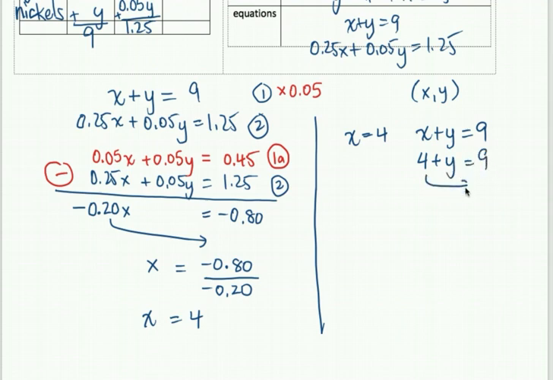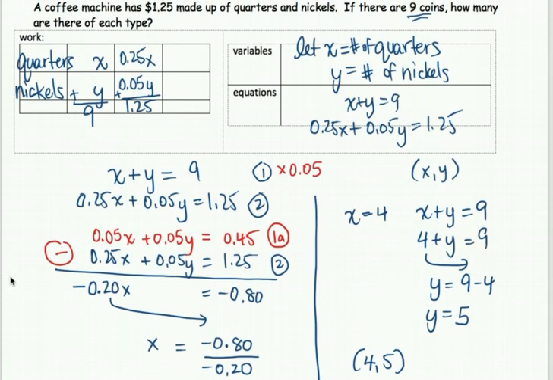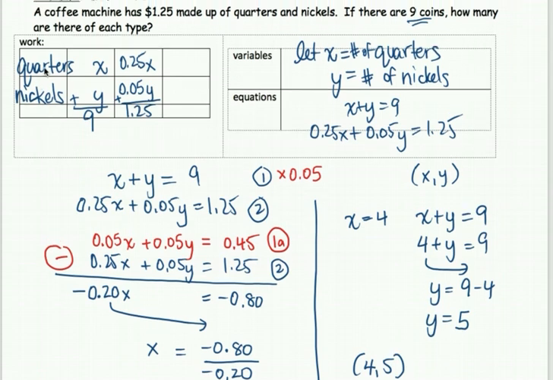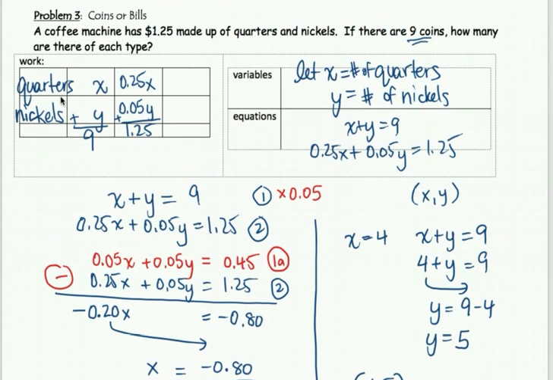Okay, we're going to move the 4, and the y is by itself. The 4 was positive, now it's subtracting over here. So now y is 5. Okay, so that leaves us with an answer of (4, 5). What does that mean? In this word problem, it's about the coins, right? So how many are there of each type of coin in this coffee machine?